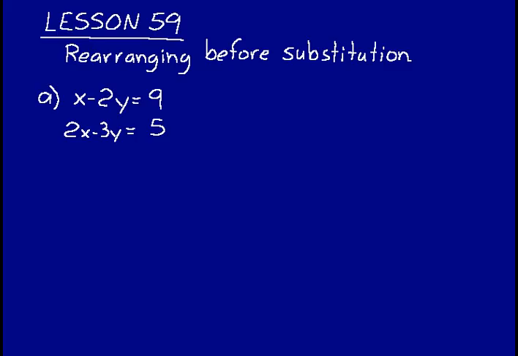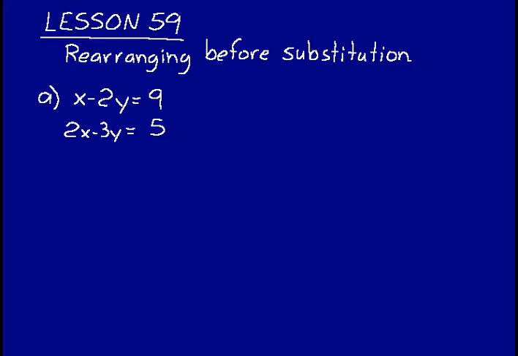Lesson 59 is on rearranging before substitution. Now in Lesson 4 we learned about what simultaneous equations were and how to solve those using substitution. Remember, simultaneous equations, what we're doing right now anyway, they're linear equations, and when we solve for them, we're solving for where they intersect. And so there's an XY ordered pair that we're solving for.